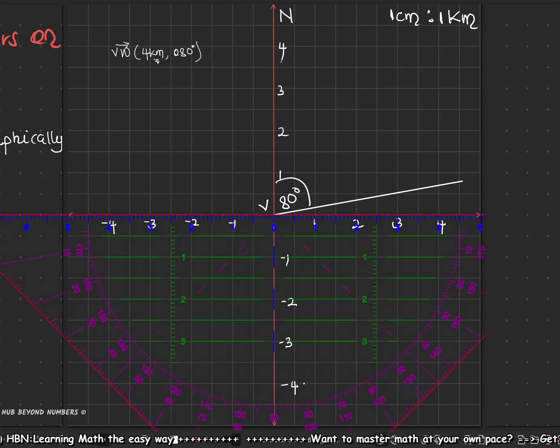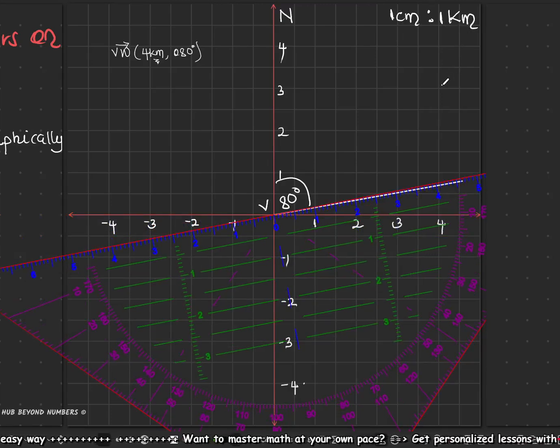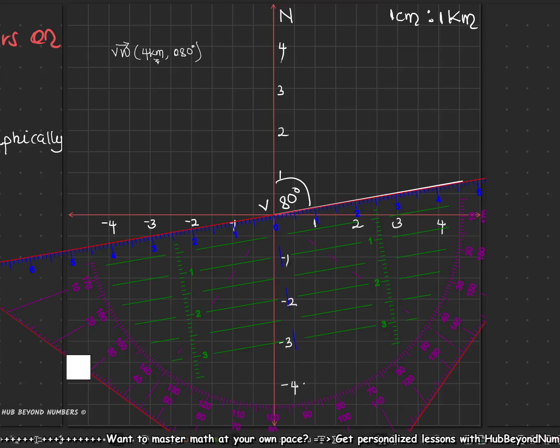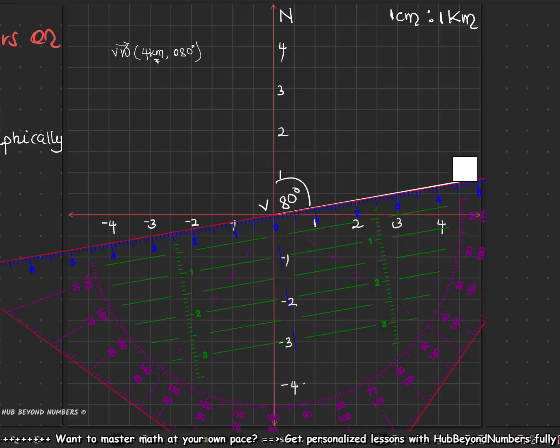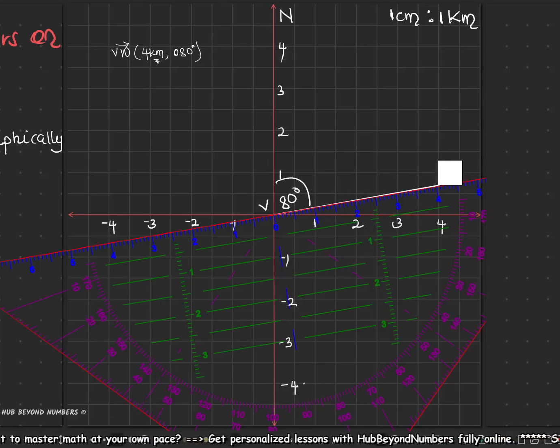So we would have to measure 4 centimeters. You know why? Because we said every 1 centimeter is equal to 1 kilometer. So on what I have drawn, I'm just going to stick to 4 centimeters. This is 0 to 1 to 2 to 3 to 4. So I'm going to clean all of this, and I'm just going to leave it at 4.